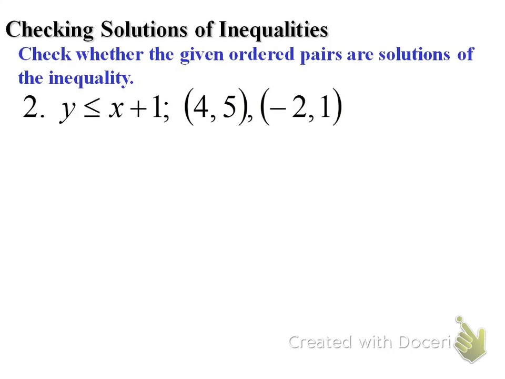Here's our second example. This one's a little different because now we do have x's and y's, so we can plug them both in. So y is less than or equal to x plus 1. We're going to first plug in 4 for x, 5 for y, and then check to see what happens.